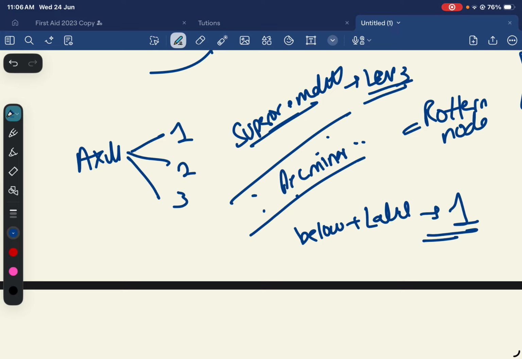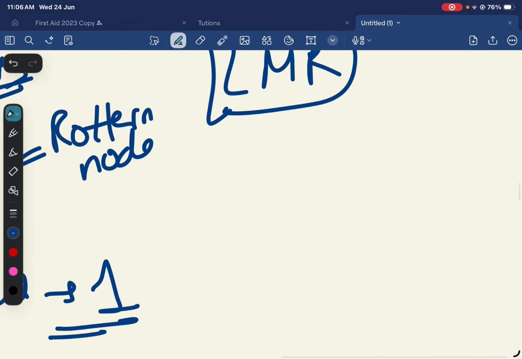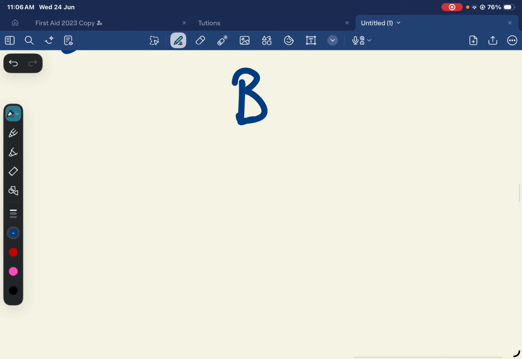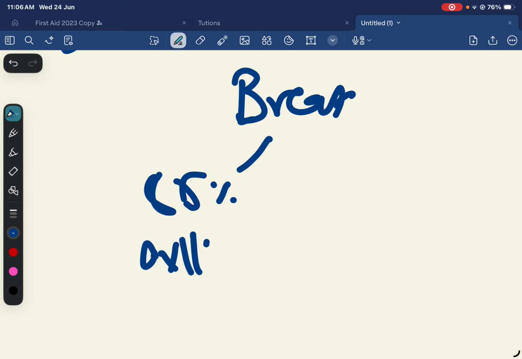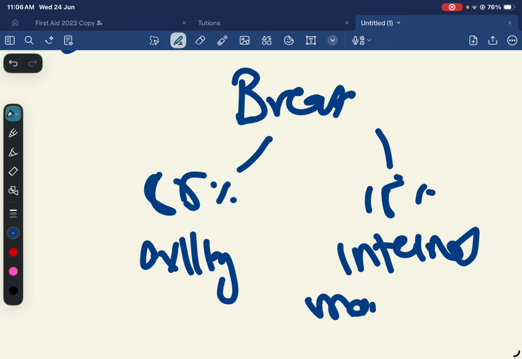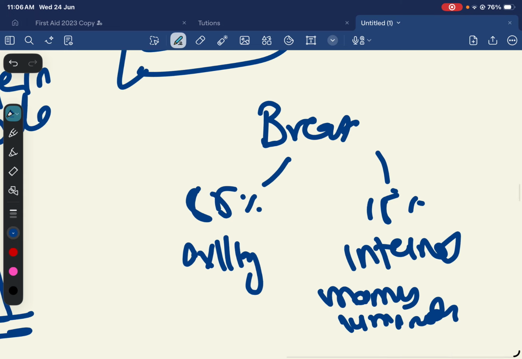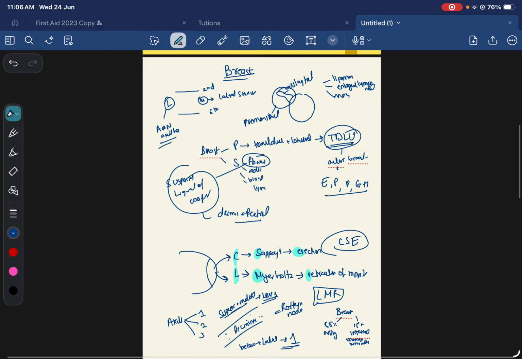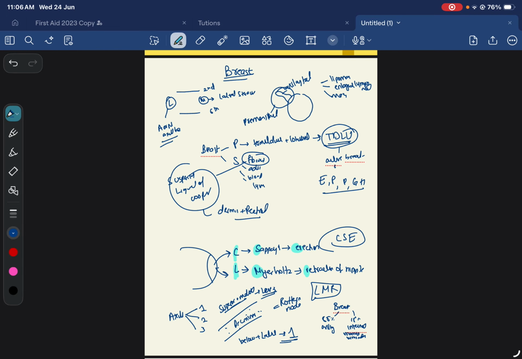Mainly, the lymphatic drainage of the breast is 85% into the axillary lymph nodes and 15% into the internal mammary lymph nodes. So yeah, this is for the basic anatomy of it.